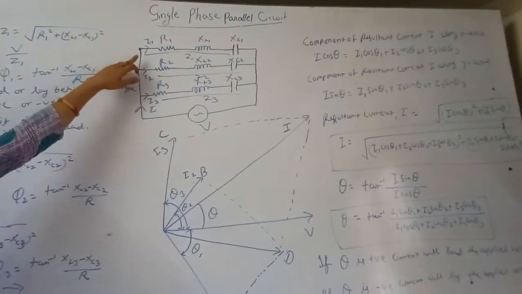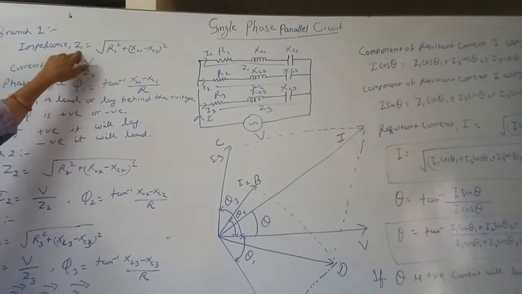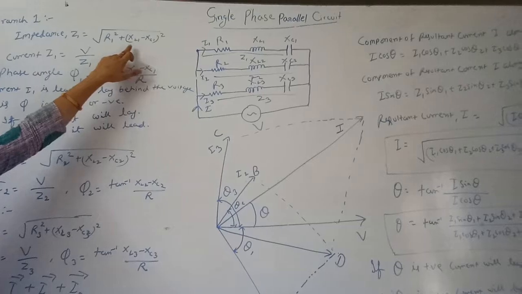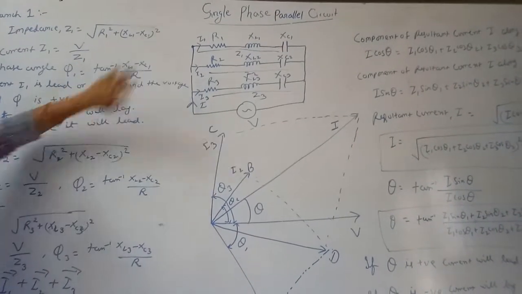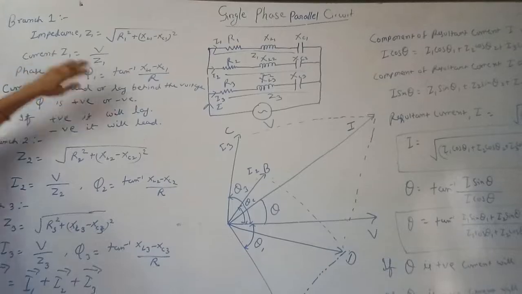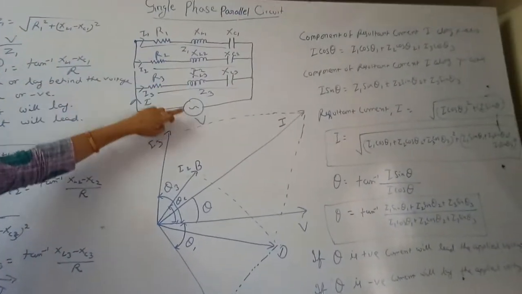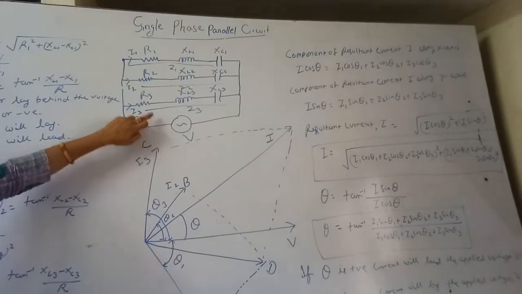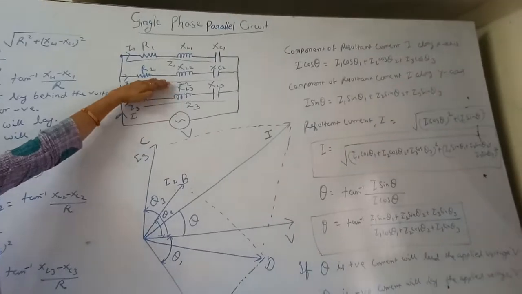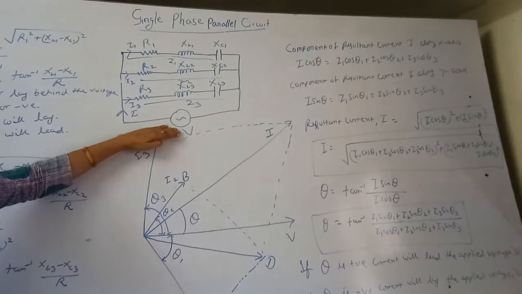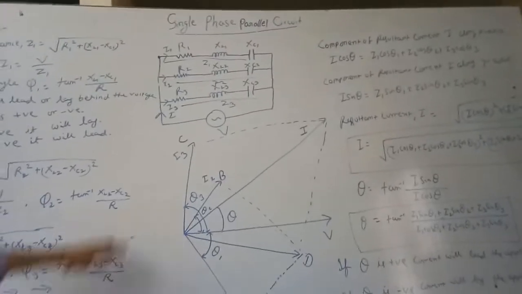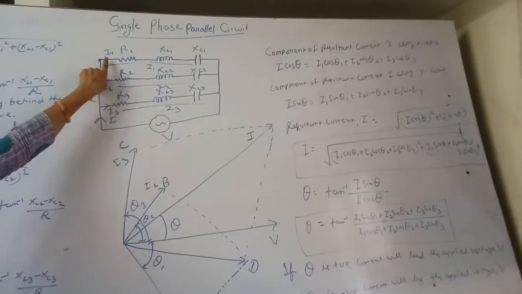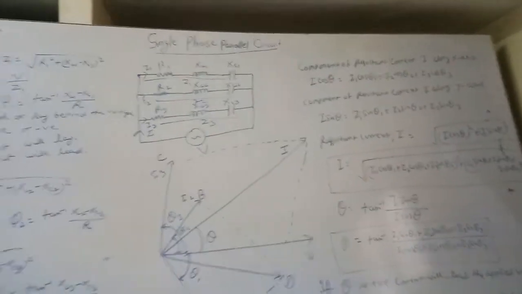For branch 1, there is impedance Z1, whose value I have already discussed, given by root under R1 square plus (XL1 minus XC1) whole square. And current in this branch I1 is given by voltage V upon Z1, because in a parallel circuit the voltage drop across all branches is equal. So all three branch voltages are V. So current I1 is equal to V upon impedance Z1.